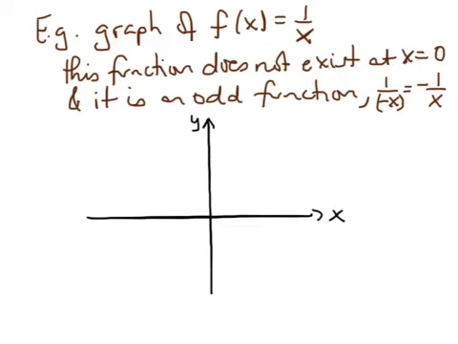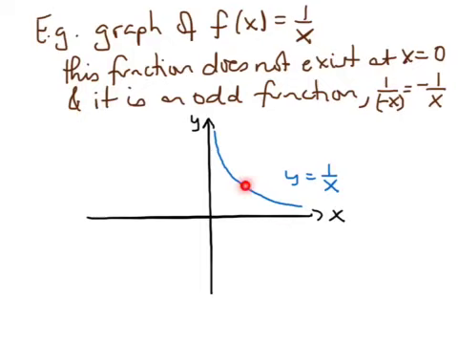As x approaches 0, 1 over x, if x is positive, it's positive, and as x approaches 0, it's going to become extremely large. As x becomes large, 1 over x is going to become small, so this curve is going to have a shape something like this. Y is 1 over x. This is what it looks like for positive x.